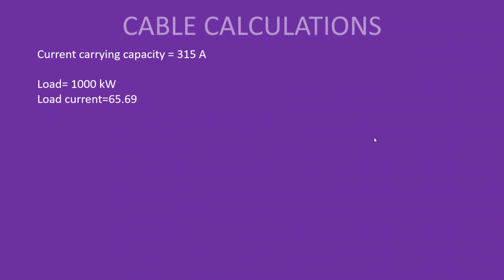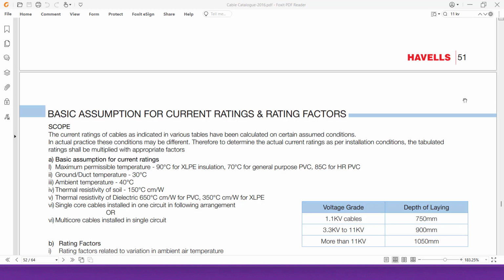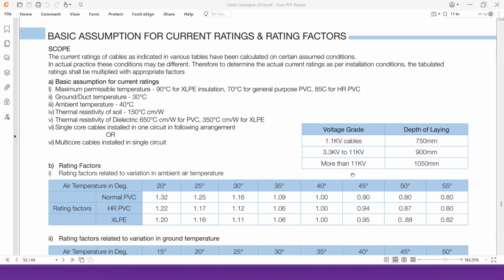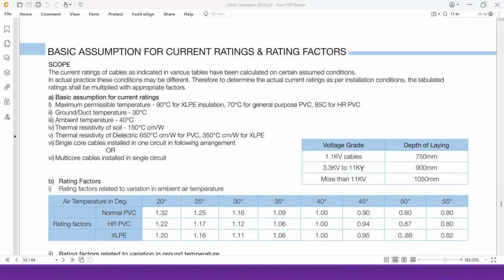Then we have to find the correction factor. Let's go back to the cable catalog. In the Havells cable catalog, you can find basic assumptions for current rating and rating factors. The depth of laying is given there: up to 11 kV 900 mm, more than 11 kV 1050 mm. But I am considering my cable laid at 1050 mm only. So 1.05 meter is our depth of laying.